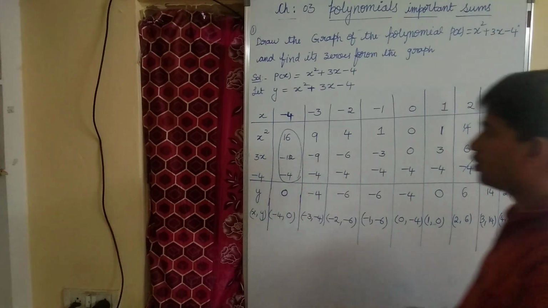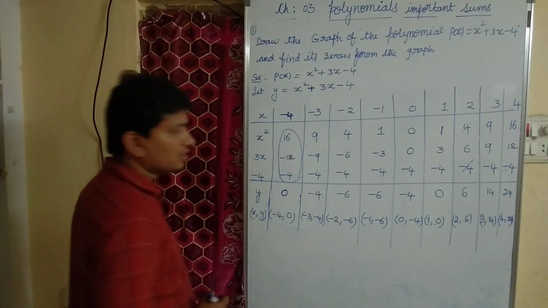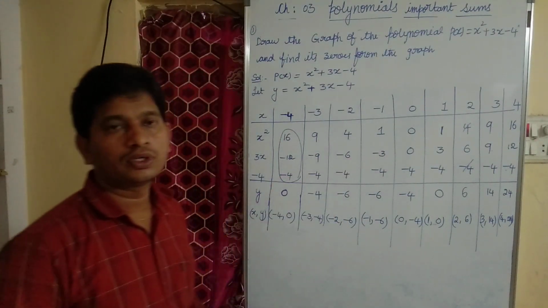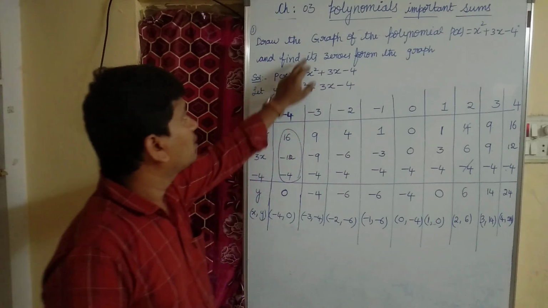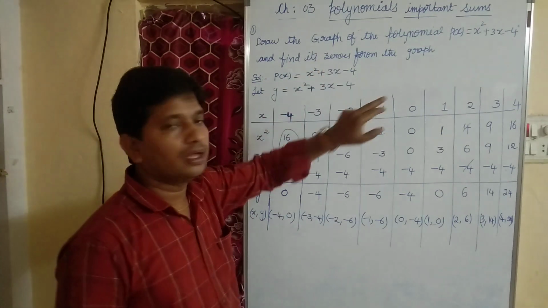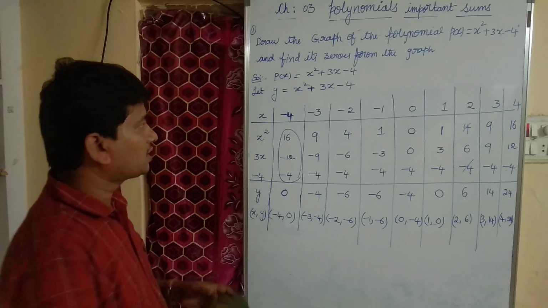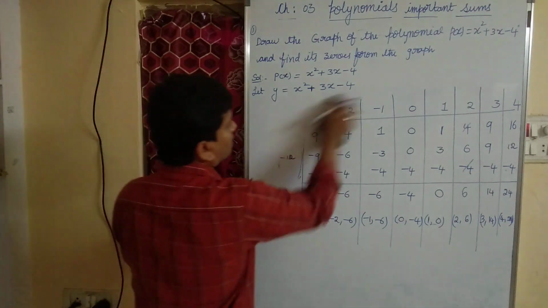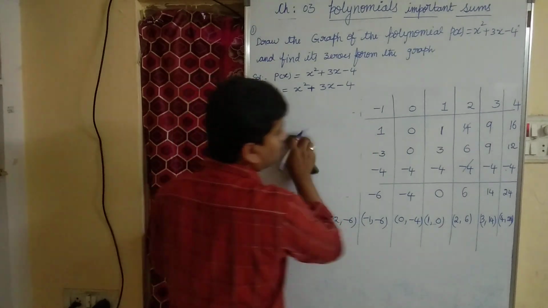Right? So these are our coordinates. We need to plot these points on graph paper so that we can find the zeros from the graph. Okay children? So let us draw the graph now.